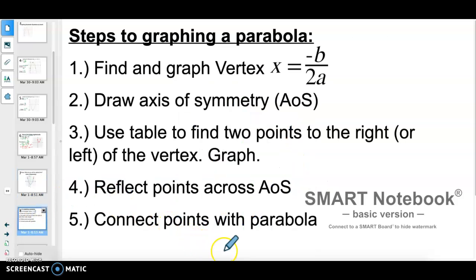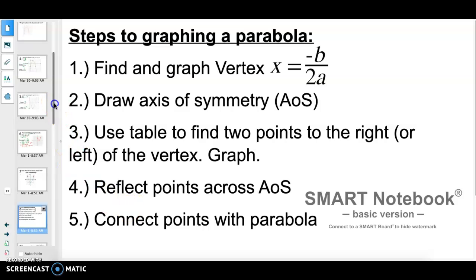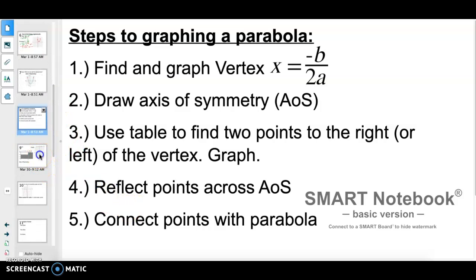So the steps to graphing a parabola: you're first going to find the vertex using our formula. Then we're going to draw the axis of symmetry through the vertex. Then we're going to graph 2 points to the right or to the left of the vertex. And then you're going to reflect those 2 points across the axis of symmetry and then connect everything with a parabola. So feel free to take a screenshot of this slide if you need it.